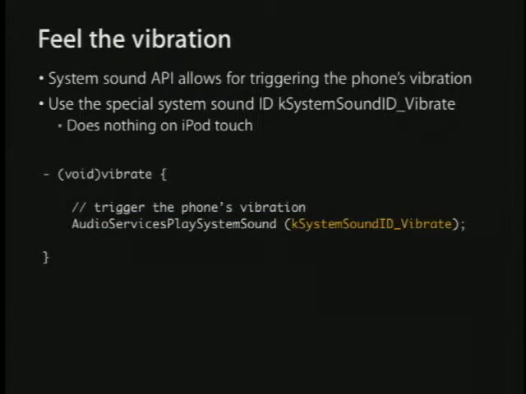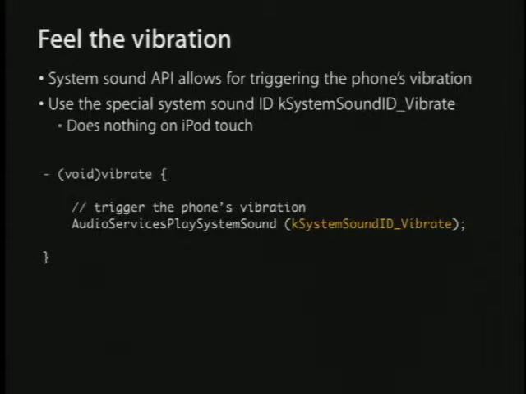This is also how you do vibration. So on the phone, there's a vibrator. If you toggle the ringer switch, you'll feel it. If you mute your audio and you get a phone call, you'll feel it. You can actually trigger this programmatically as well. The vibrator has a system sound ID of its own.